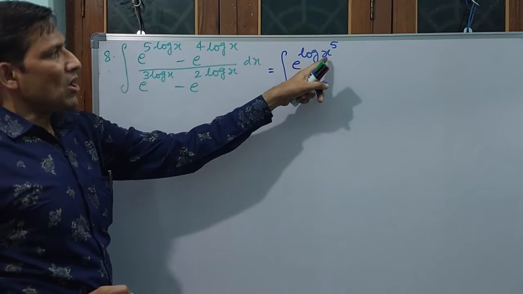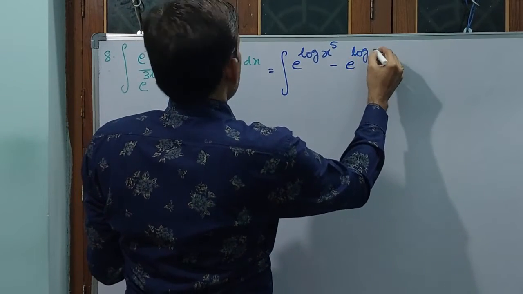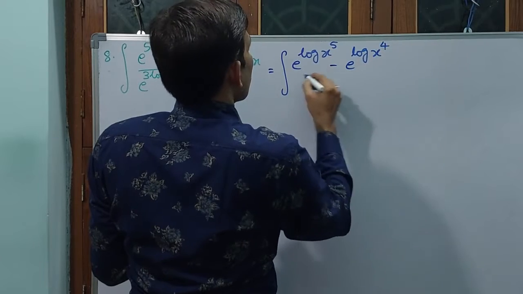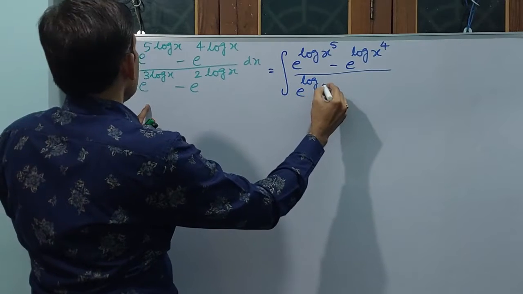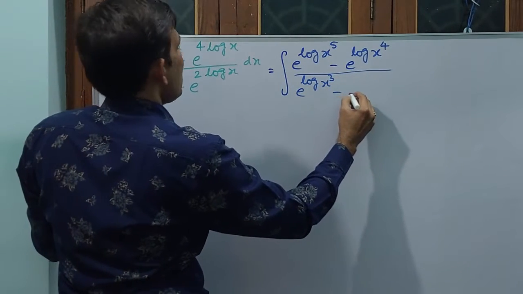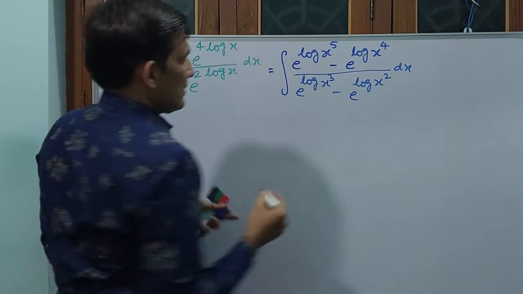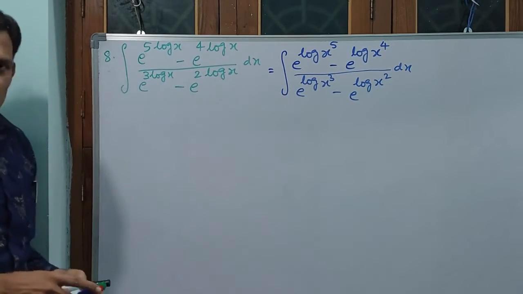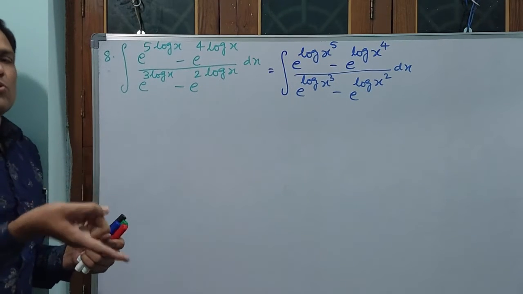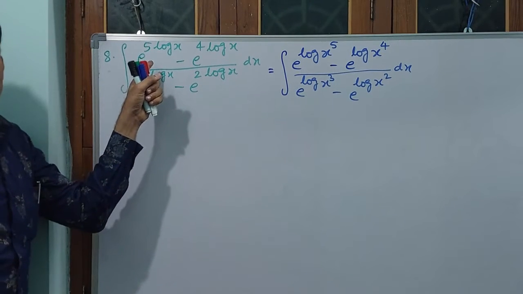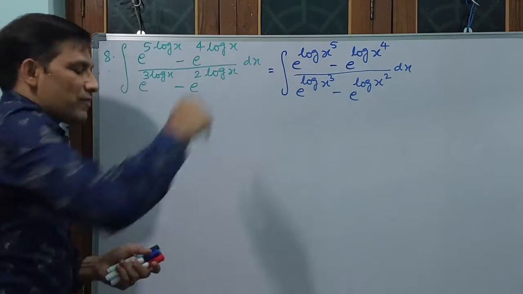e power log of x to the power of 5 minus e power log of x to the power of 4 divided by e power log of x cube minus e power log of x square dx. First you understand this step. Why? Because this procedure is as per n log m is equal to log m to the power of n, or else log m to the power of n is n log m.